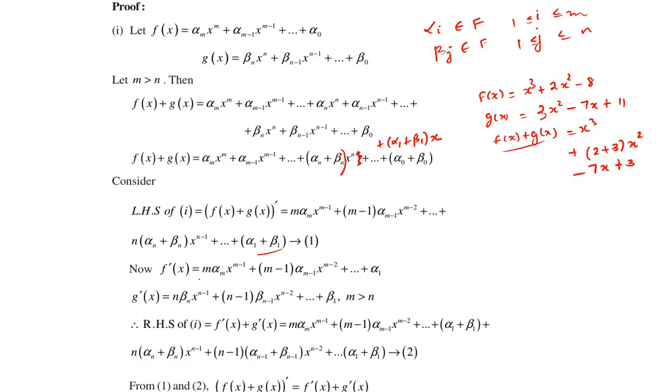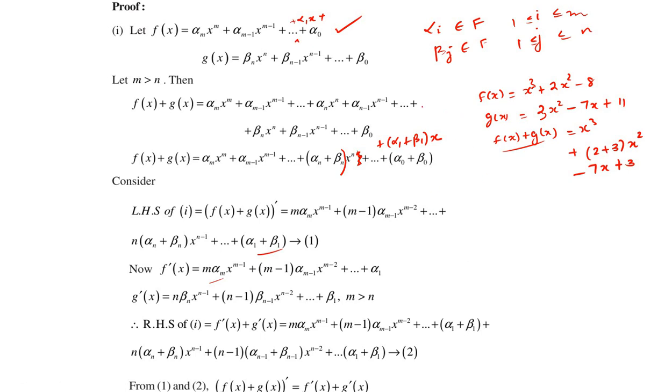Now f dash of x, the derivative of f of x. Here is your f of x. When you find the derivative, this is what you get: m alpha m x power m minus 1, m minus 1 alpha m minus 1 x power m minus 2, up to this, because even here the previous term is this alpha 1 x.